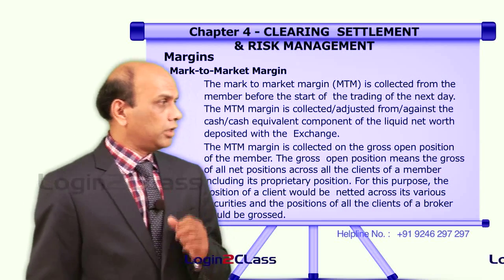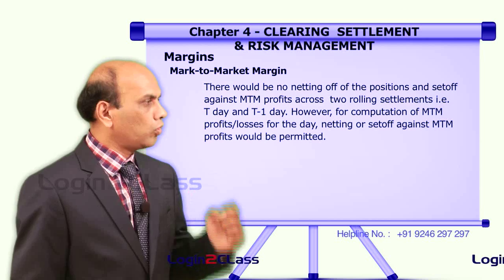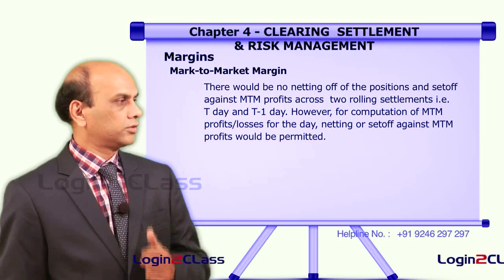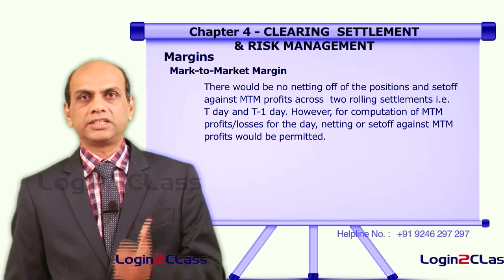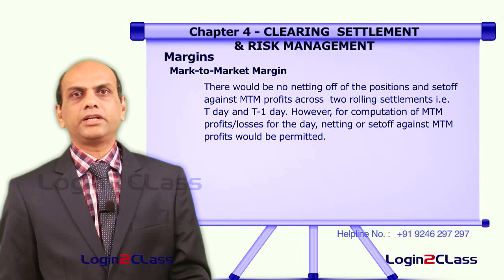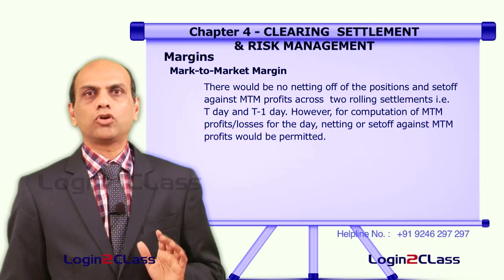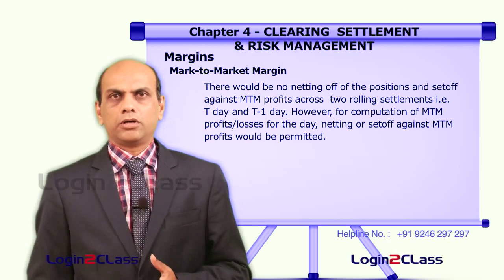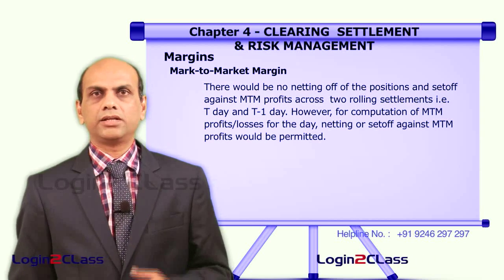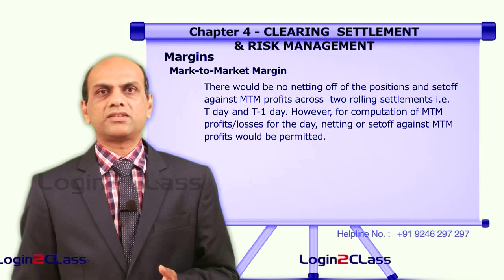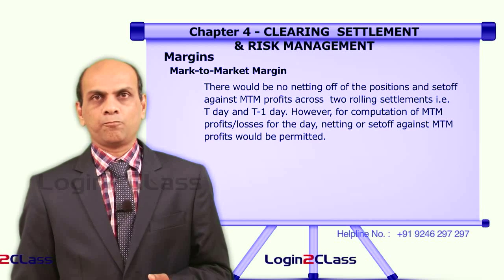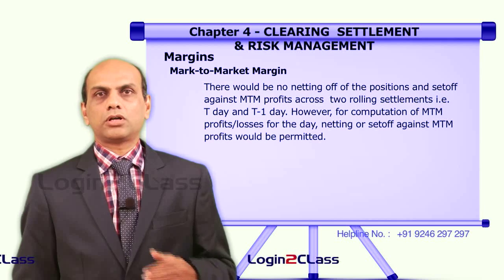Fine. One important thing here is there would be no netting off of the positions and set off against the MTM profits across two different rolling settlements. For example, for the trading day and the next trading day, the profits and losses both cannot be netted. That means if the trading member's total notional loss today, let us say, is 2 lakhs, and on the next day there is a profit of 1 lakh on the total transactions by the trading member or his clients, that means the actual loss is 1 lakh, but such setting off is not done.